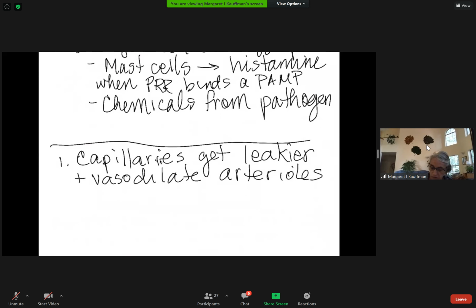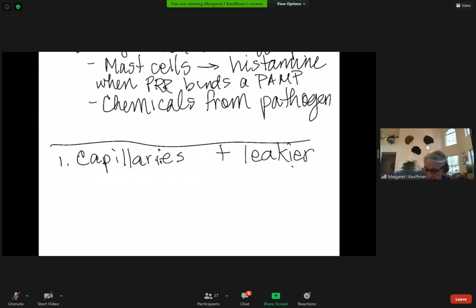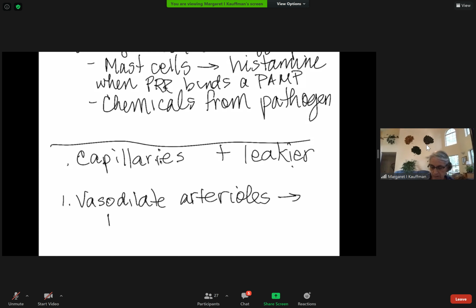then she did a good job of bringing up that capillaries are getting leakier. I probably should have done this a different way. Let me erase some of this. But you've got to vasodilate first. And why do you want to vasodilate? Let me just go back to one being you vasodilate the arterioles. So that's going to bring more blood in there, right? Increase blood to area.